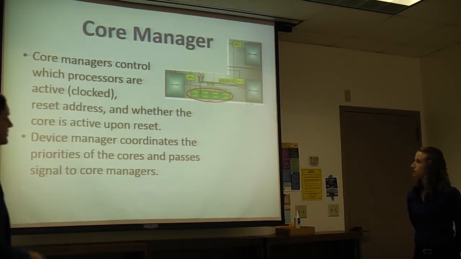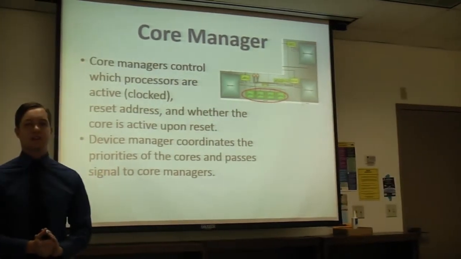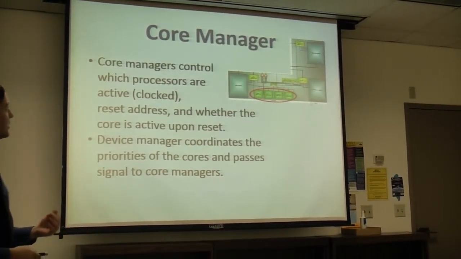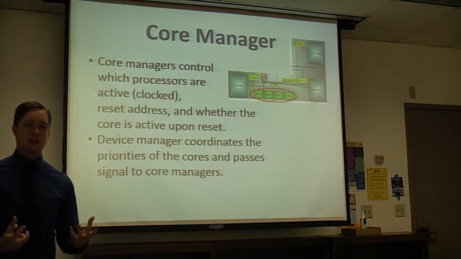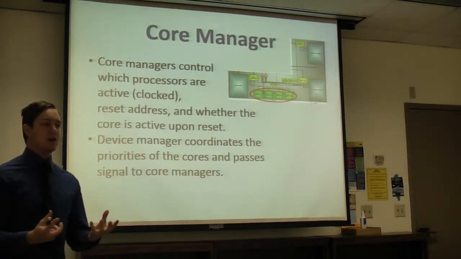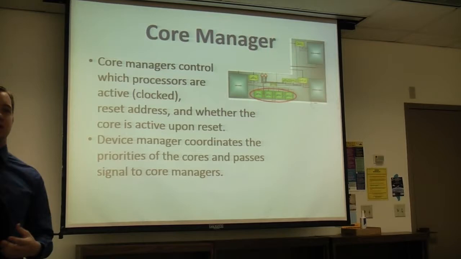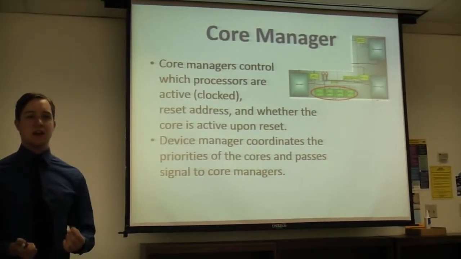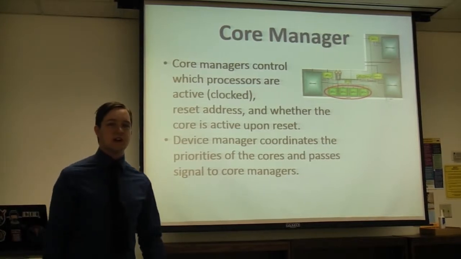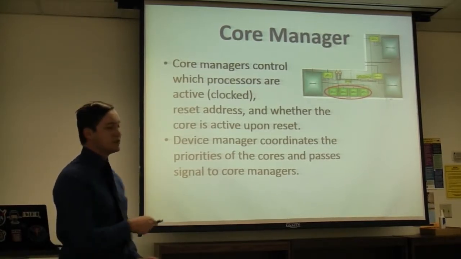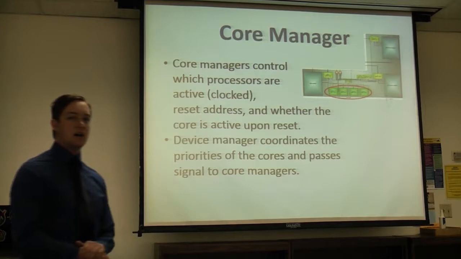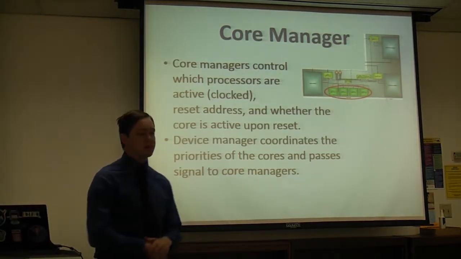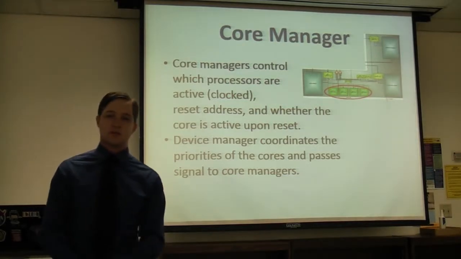The core managers themselves control the execution and the availability of each core. Core 0 is the highest priority and is enabled upon reset. The other cores are disabled upon reset. We included a new state at the very beginning of execution, which fetches from these core managers the reset address of the core. And these core managers control whether or not each core is clocked or disabled.